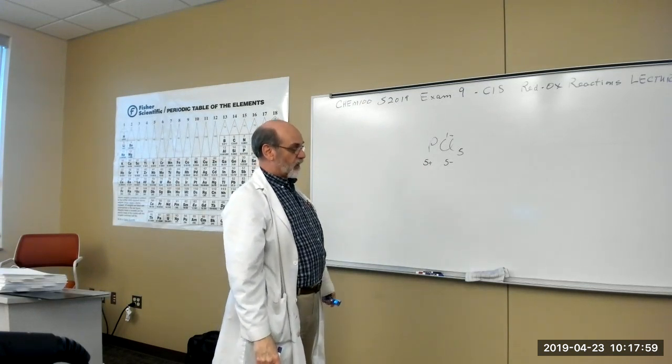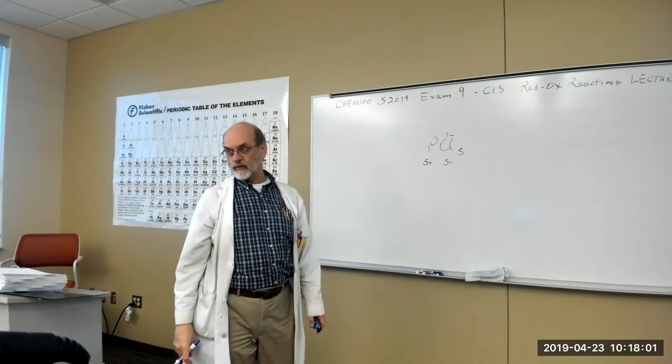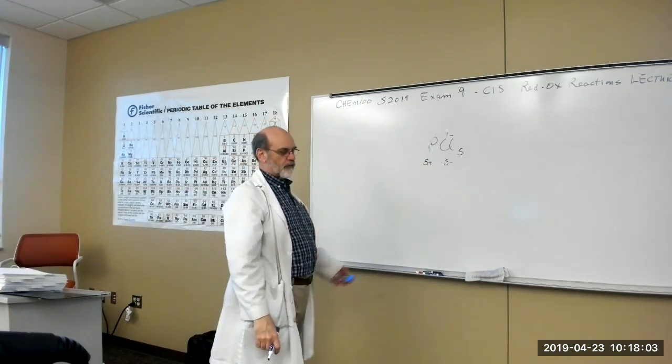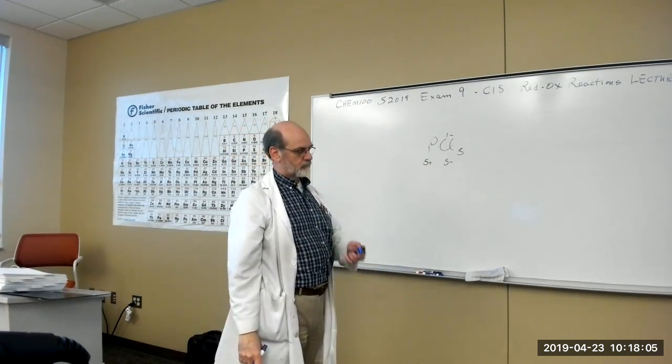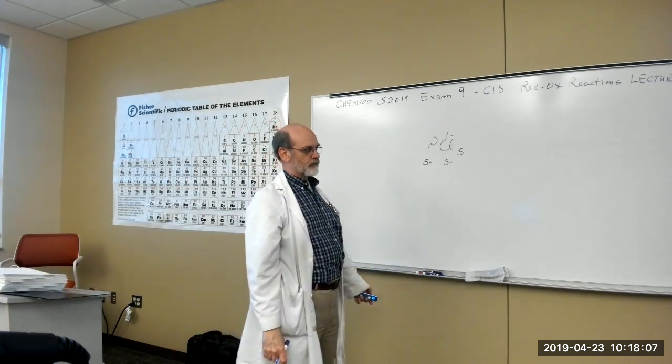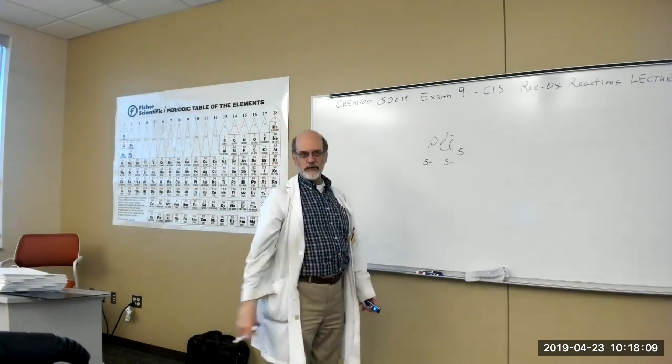Well, this one should be easy because fluorine's always -1. So that means sulfur has to be +4 to balance those 4 fluorines.